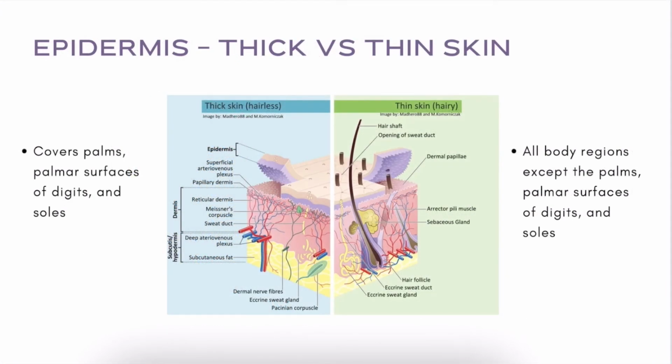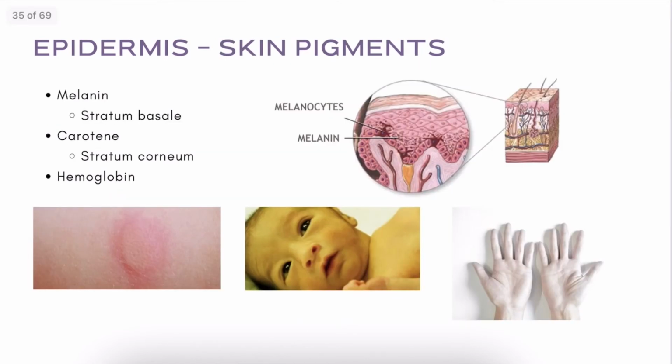Okay, this slide talks about thick versus thin skin. So we have thin or hairy skin, which covers all body regions except the palms, palmar surfaces of digits, and soles. And then we have our thick or hairless skin, which covers the palms, palmar surfaces of digits, and soles.